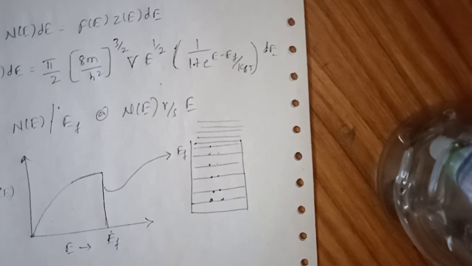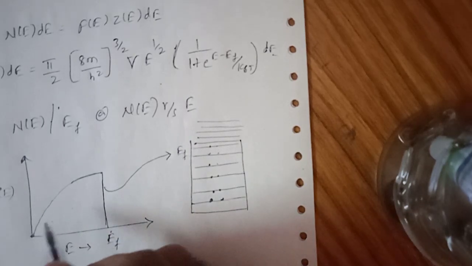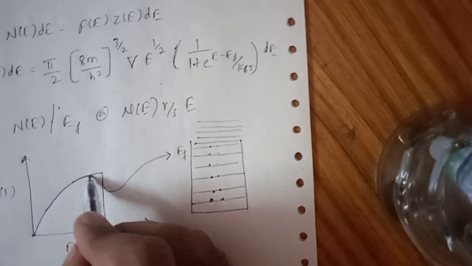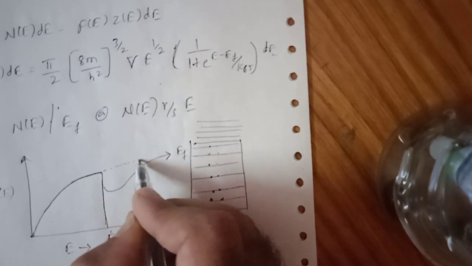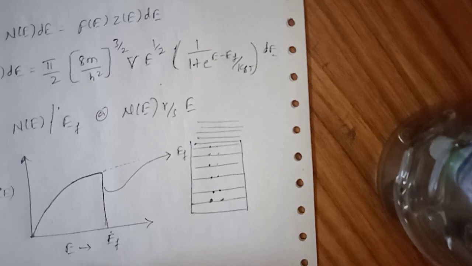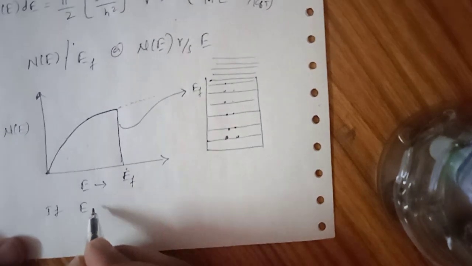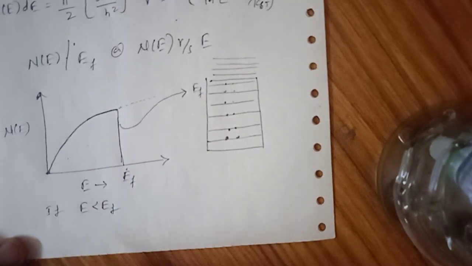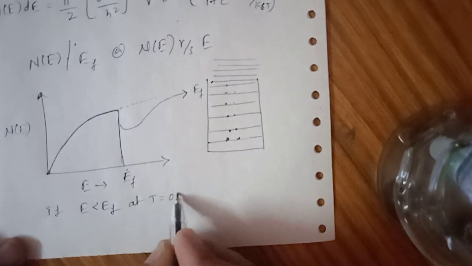Now, if you raise the temperature, usually in the graph we know that it is a parabolic curve. Up to here it is parabolic, and here it will be like this. This is the case when the temperature is greater than 0. I consider here if energy is less than E_F at temperature T equal to 0 Kelvin.